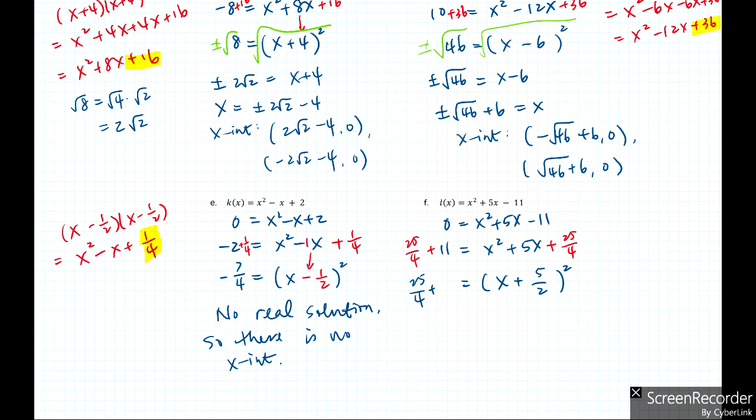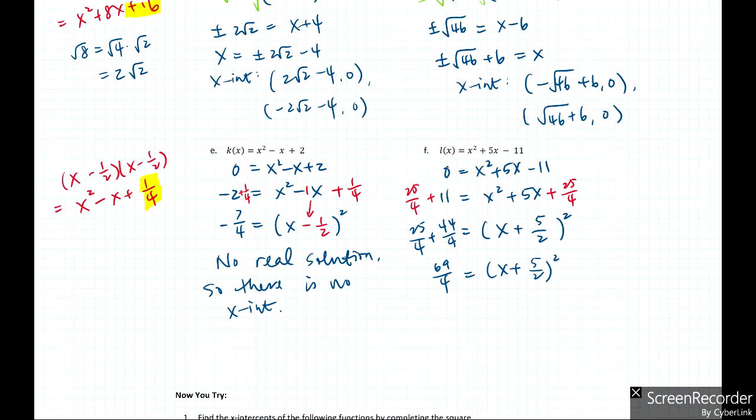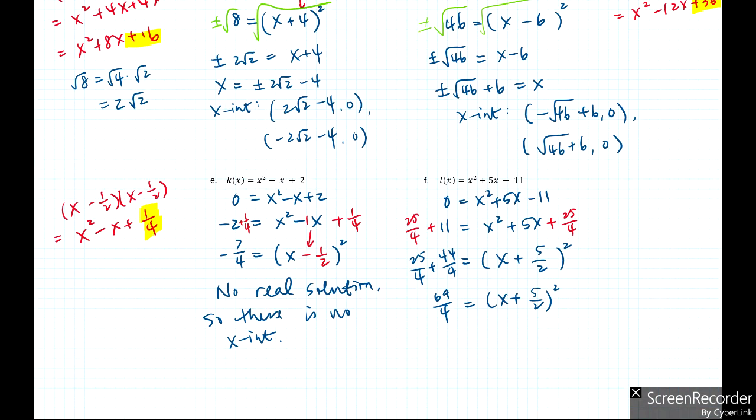25/4 plus 44/4, if we want to have a common denominator. And that gives us 69/4 is equal to x plus 5/2 squared. And that's generally expected if we have a fraction in the perfect square part. We generally will have slightly messier numbers to work with, but the process is still the same.